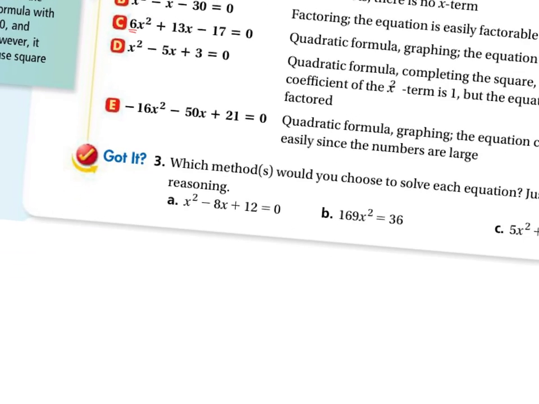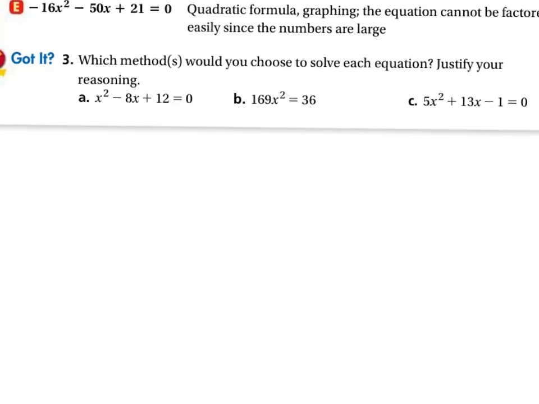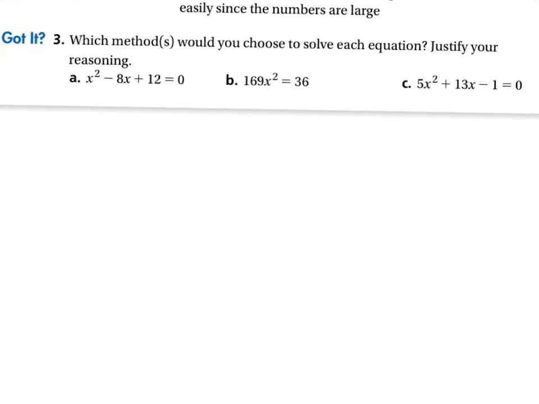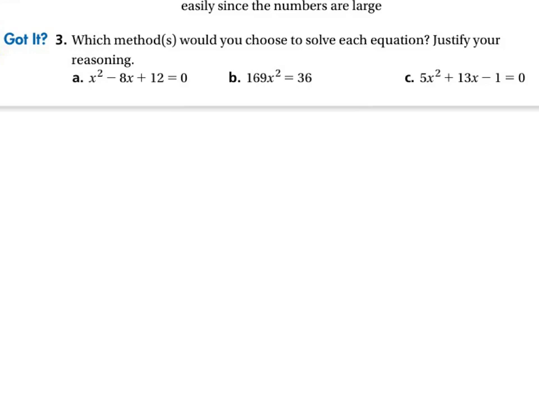So if you look at the guide at 3, they're asking which method or methods would you choose to solve the equation and justify your reasoning. And part of this whole discussion is that when you get to a final that's going over all this material, they're not going to have a section that says, this is the quadratic formula section, this is the factoring section. You're just going to have a bunch of problems, and they're going to say, solve these. And you're just going to have to decide what's the best method for me to solve that.